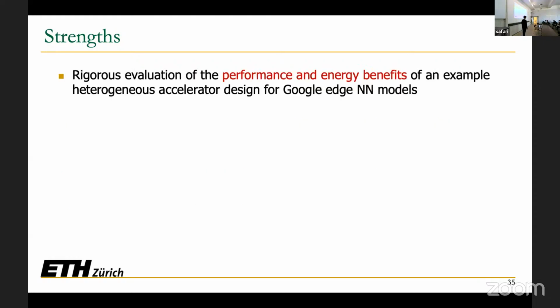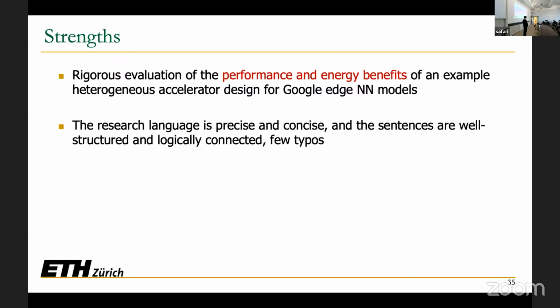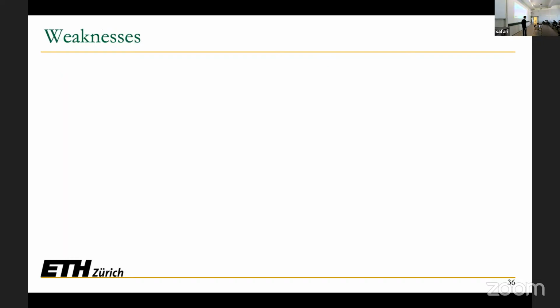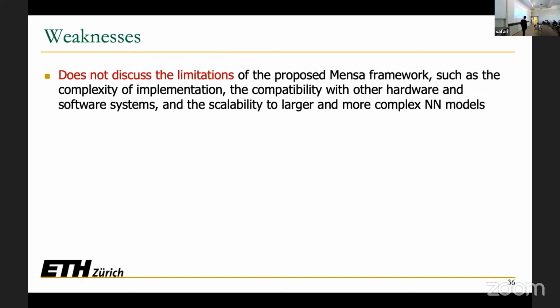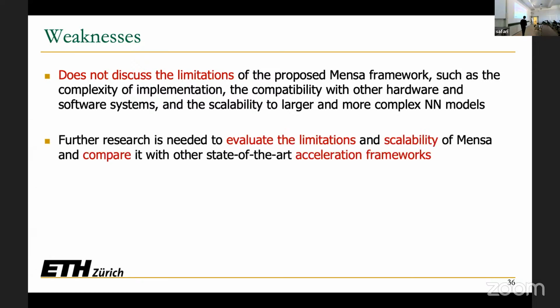There was a rigorous evaluation of the performance and energy benefits of Mensa and of the design for Google Edge neural network models, and the paper used appropriate language except there were a few typos. Some weaknesses of the paper are that it does not discuss the limitations of the proposed framework, like the scalability or the complexity of implementation, and whether it is compatible with other hardware and software. Further research is needed to evaluate the limitations and scalability and compare it with more accelerator frameworks.